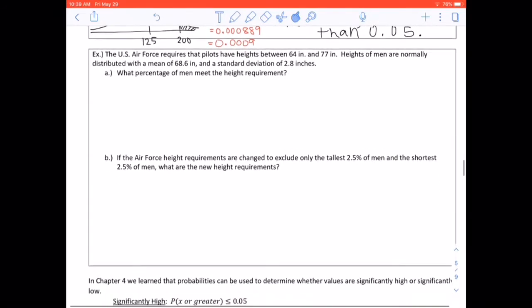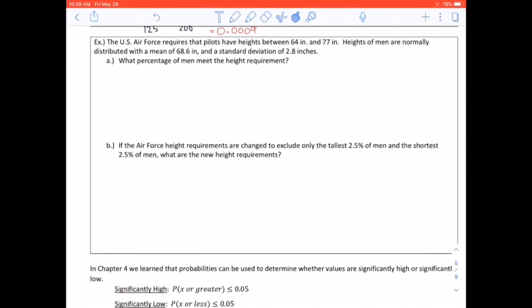So the next example says the U.S. Air Force requires that pilots have heights between 64 inches and 77 inches. Heights of men are normally distributed with a mean equal to 68.6 inches and a standard deviation of 2.8 inches. What percentage of men meet the height requirement?